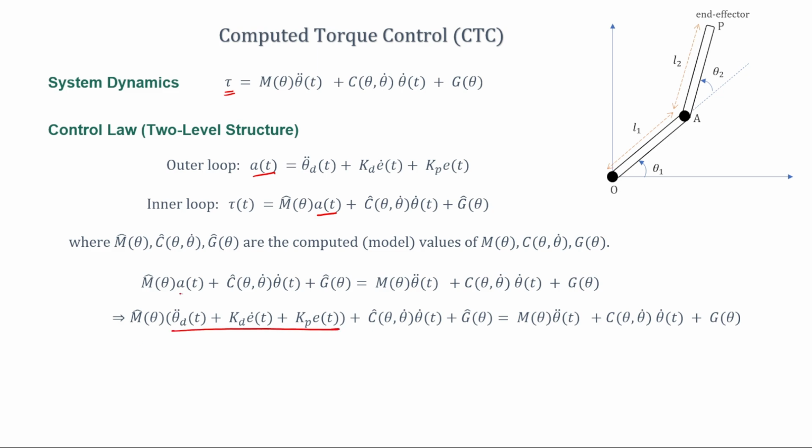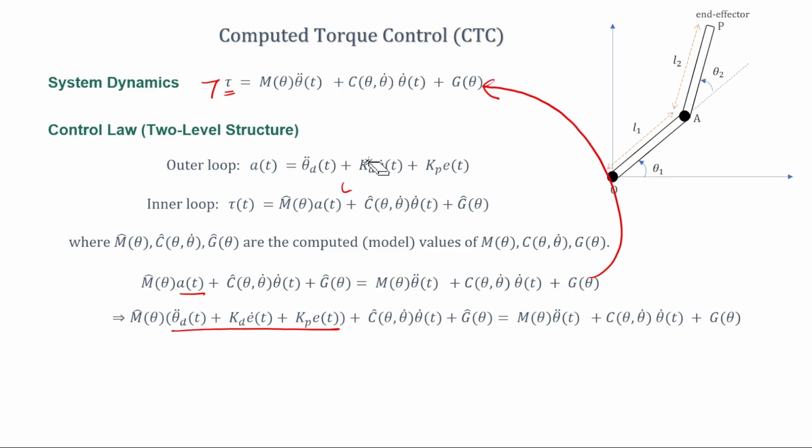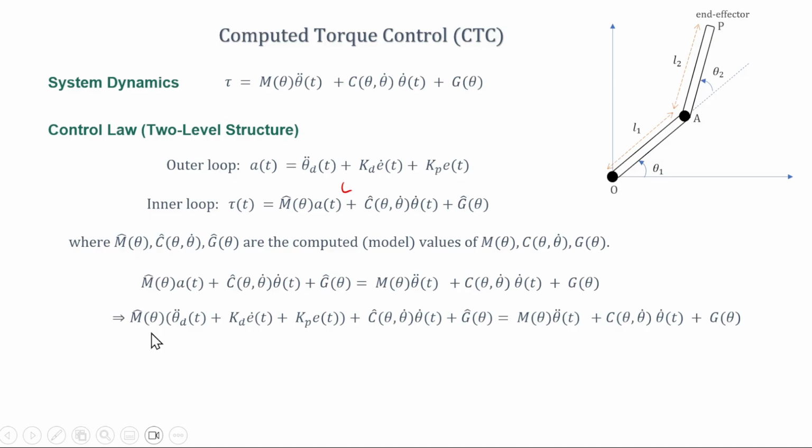So I am plugging this a here, this is what you will get. And this tau, basically I am putting the tau here, and then in place of a I am putting this. So you can see the left hand side here is tau, the right hand side here is basically this equation. So that is what I am doing. So when I use this controller, let's see how the equations evolve. So the equation that we will get will be this.